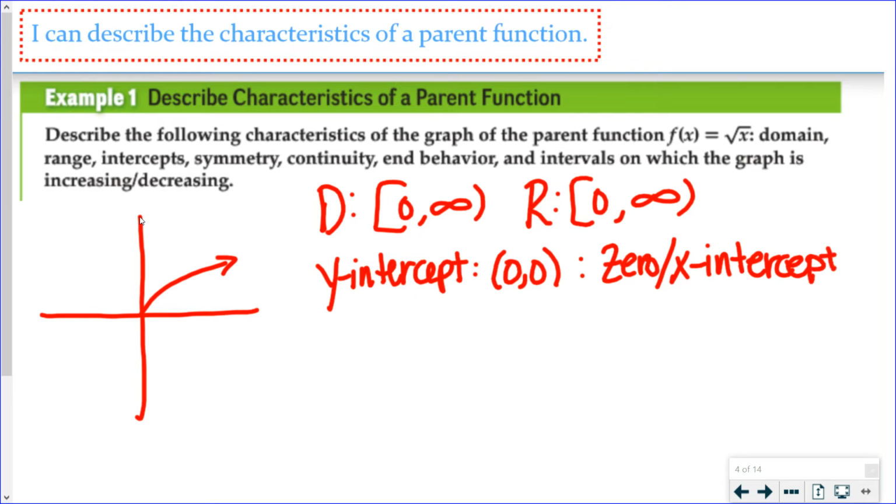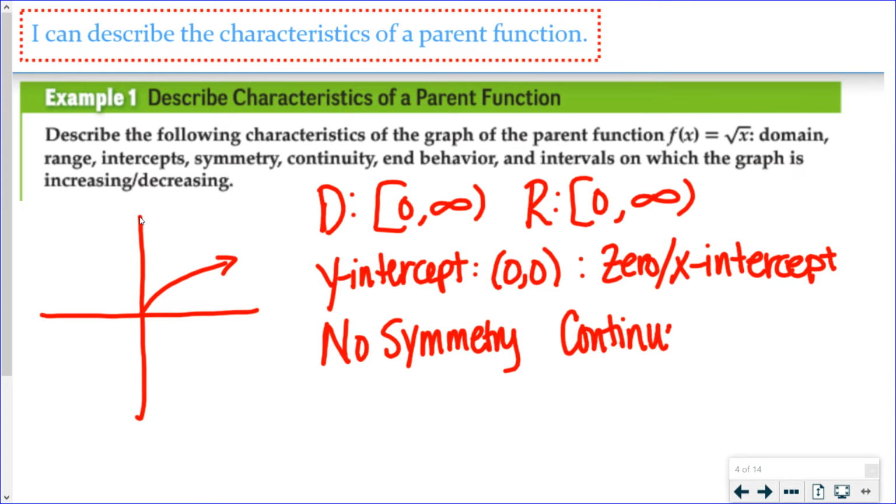Symmetry. This guy is not reflected down here, it's not reflected over here, and it's not reflected on the other side of the origin. So we have no symmetry. However, it is continuous on its entire domain, so on 0 to infinity. Which means when I start at 0, I can draw this thing without picking up my pen.